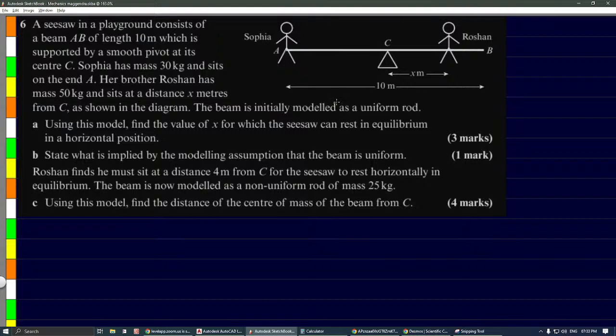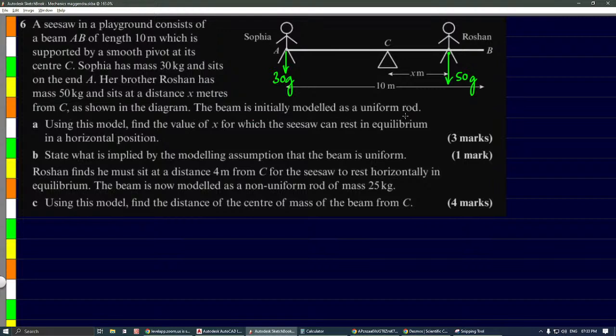Sophia has mass 30 kg. So Sophia's mass is 30 kg. 30 kg means 30 times G, and she sits on end A. Her brother Roshan has mass 50, so 50 G will be over here, and he sits at distance x meters from C as shown in the diagram.